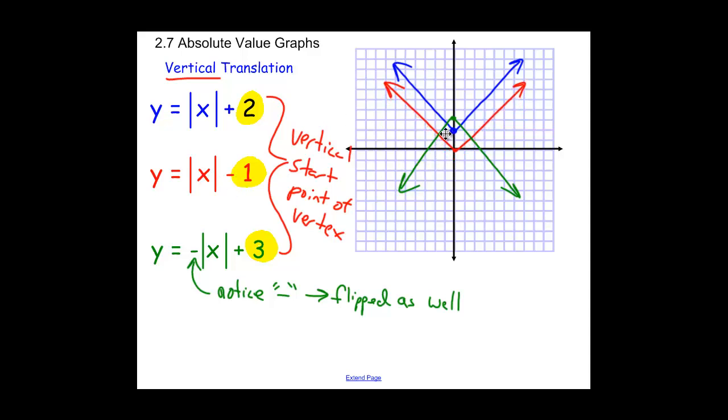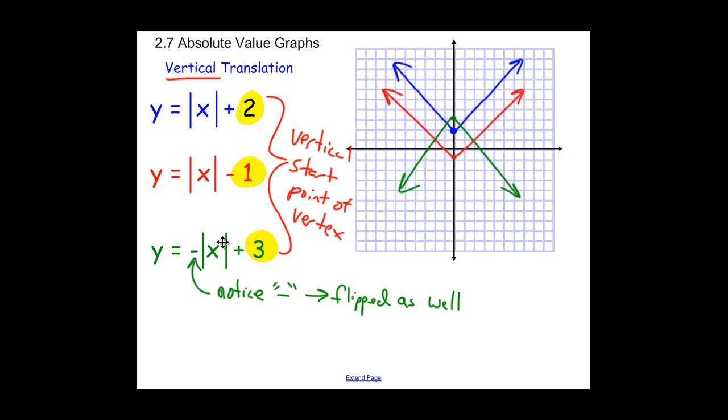So here's the parent graph. And then if I took this point right here and moved it down 1, the whole graph gets shifted down. So the number on the outside is the vertical shift, because you're affecting the output. It's the function plus an output of 2.